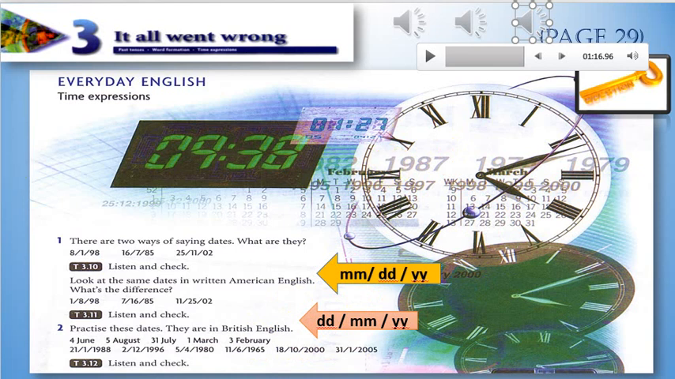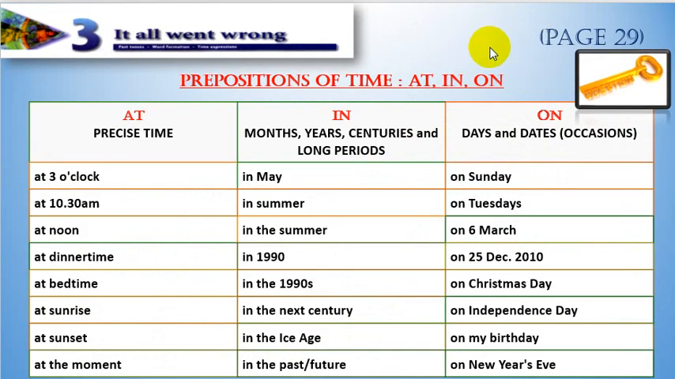Now we come to the last topic of unit 3. Prepositions of time: at, in, on. This is also a key topic on page 29.